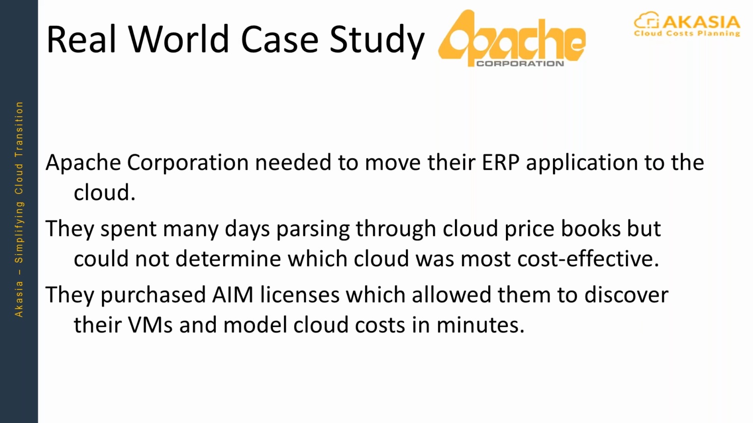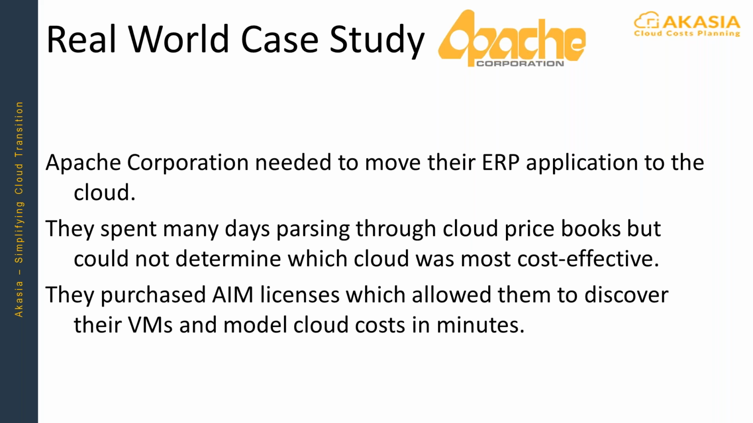So we gave you a quick sense of what's unique about Amazon, and then we gave you a demo of two of our SaaS solutions, one that does planning for lift and shift migrations, and the other that does planning for new deployments in the cloud. But what's cool is we'll tie all of that together into the story of Apache Corporation and how they were able to get benefits out of AIM.